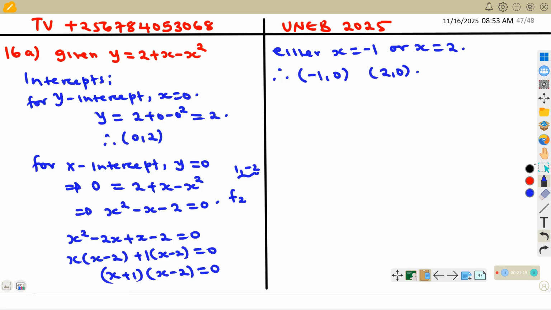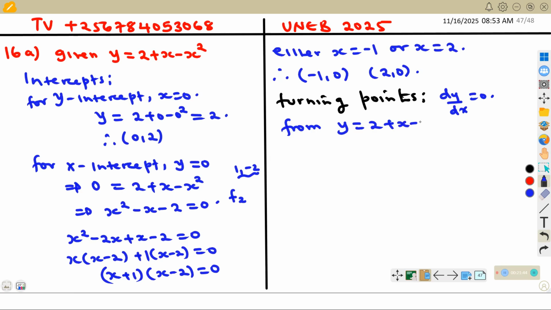So after getting the intercepts, we shall look at the turning points. So next we shall talk about the turning points. For the turning points, the turning points occur at a point where dy/dx is equal to 0. So we shall get dy/dx first. From y, which is equal to 2 plus x minus x squared, dy/dx will be the same as: this is 0, differentiate this, 0, differentiate that, 1, differentiate this, minus 2x.